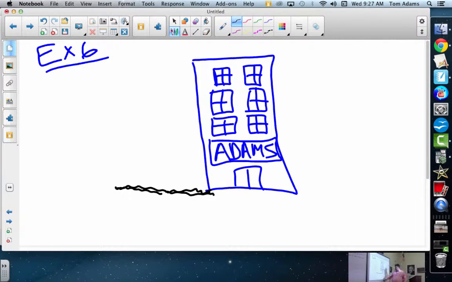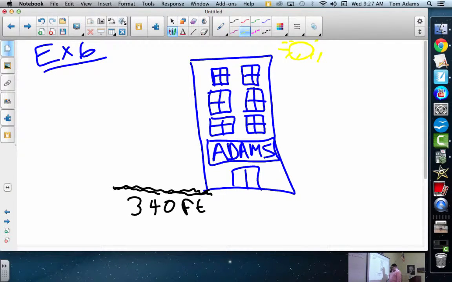And the shadow is 340 feet long. And the shadow is cast by the sun, and I'm running out of room, but the sun is way up here. It's actually higher in the sky. But what we found is that when it casts the shadow relative to where the sun is, then it forms an angle right here, and that angle is 65 degrees. Okay? How tall is the building?